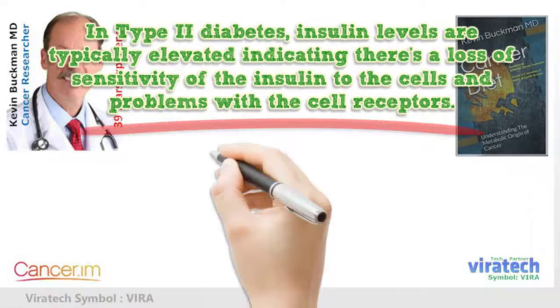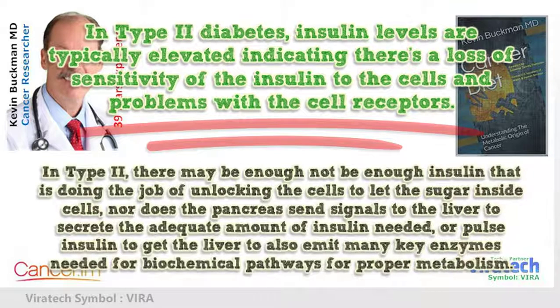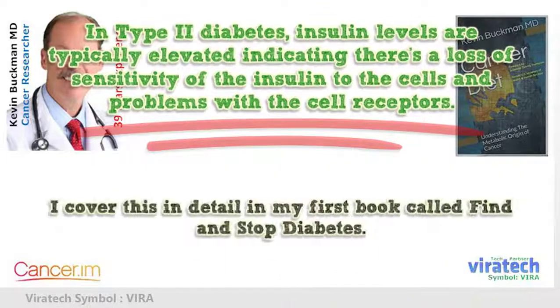In type 2 diabetes, insulin levels are typically elevated, indicating there's a loss of sensitivity of the insulin to the cells and problems with the cell receptors. In type 2, there may not be enough insulin doing the job of unlocking the cells to let the sugar inside, nor does the pancreas send signals to the liver to secrete the adequate amount of insulin needed, or pulse insulin, to get the liver to also emit many key enzymes needed for biochemical pathways for proper metabolism. I cover this in detail in my first book called Find and Stop Diabetes.